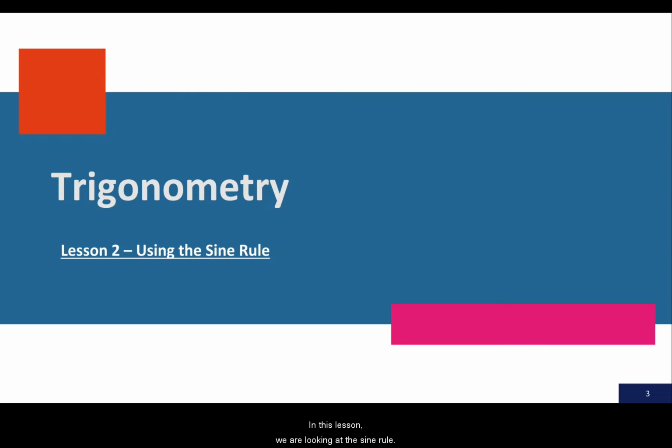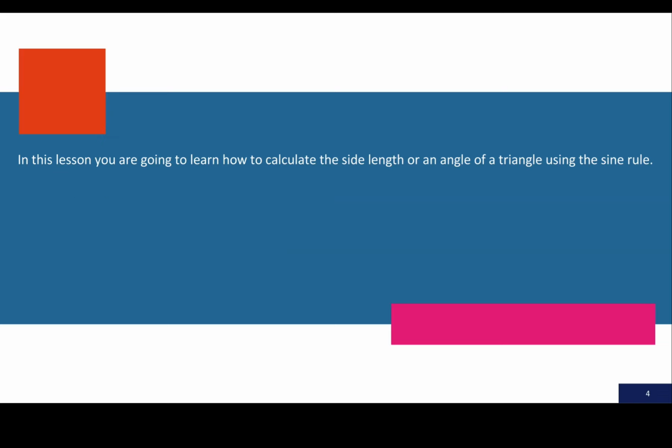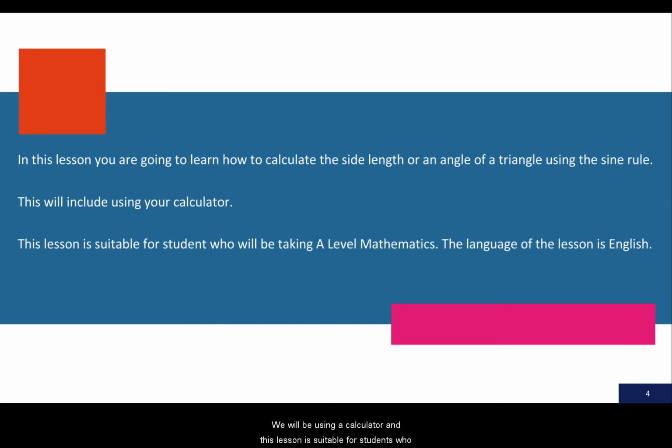In this lesson, we are looking at the sine rule. We will be using the sine rule to calculate side lengths and angles of triangles. We will be using a calculator, and this lesson is suitable for students who are going to be taking A-level maths. The language of this lesson is English, and it should be around 30 minutes.